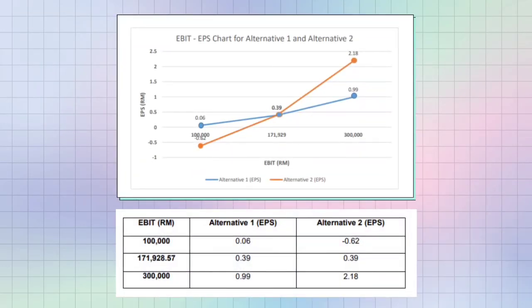As you can see, this is the EBIT-EPS chart for alternative 1 and alternative 2. Alright, then just take a look at the table. If EBIT is lower than 171,928.57, EPS for alternative 1 is higher than EPS for alternative 2. On the other hand, if EBIT is higher than 171,928.57, EPS for alternative 2 is higher than alternative 1.